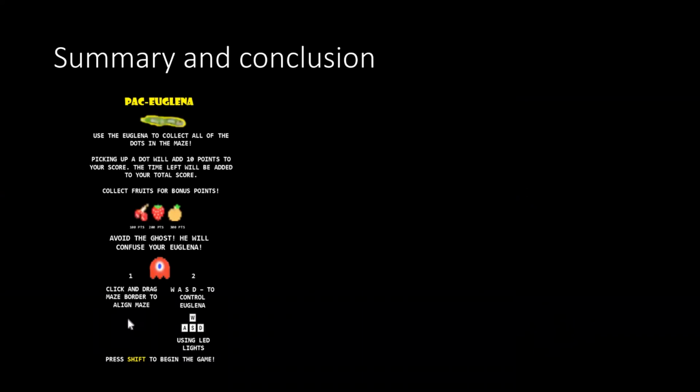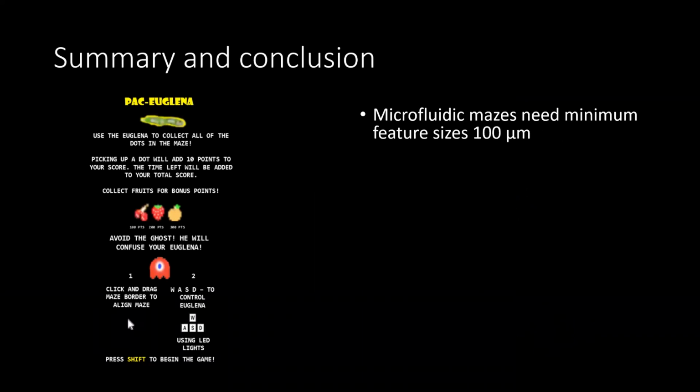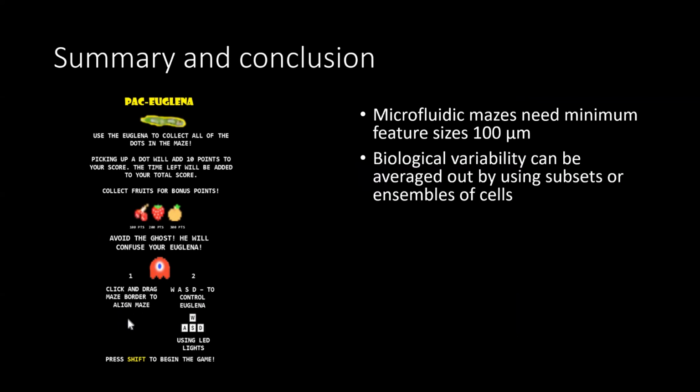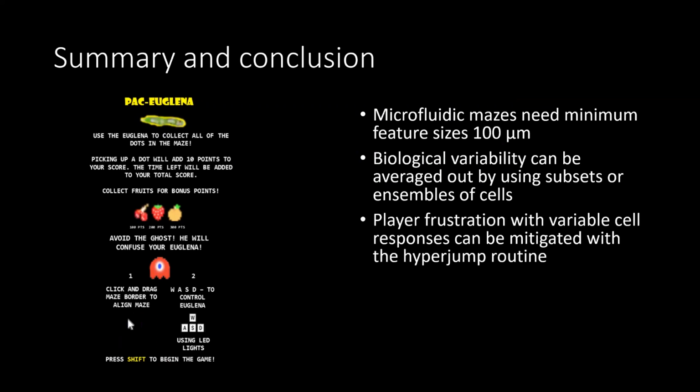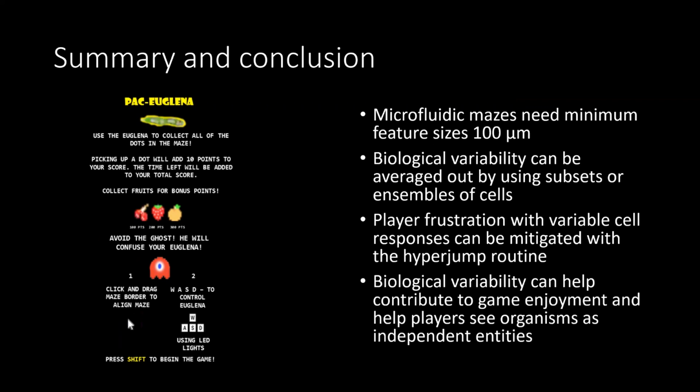In developing this game, we demonstrated that it is possible to steer Euglena cells through complex microfluidic mazes with a minimum feature size of 100 microns, that you can deal with biological variability by using larger subsets of cells or giving players the option to switch between different cells. But we also found that biological variability can, in some cases, even increase player engagement and amusement.